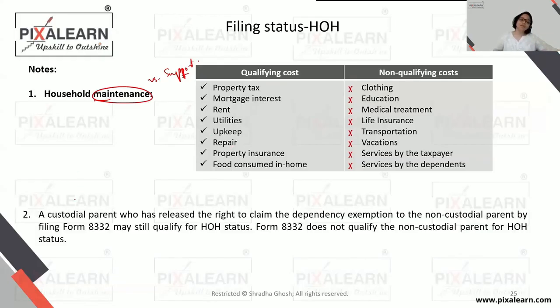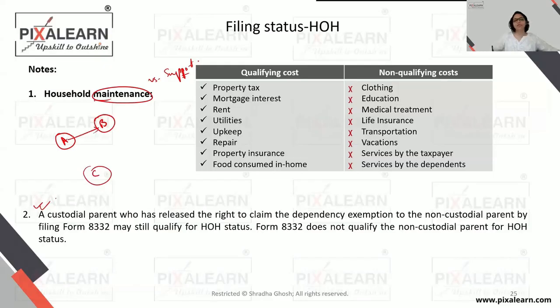Now this is a very important concept, guys, because this is a concept that keeps getting misunderstood, and it saw a fundamental change a couple of years back when the Tax Cuts and Jobs Act got introduced. So imagine there's spouse A and spouse B, and they had a child C.